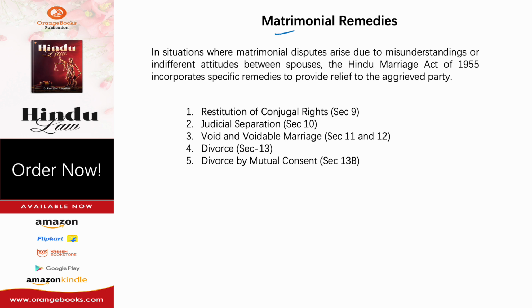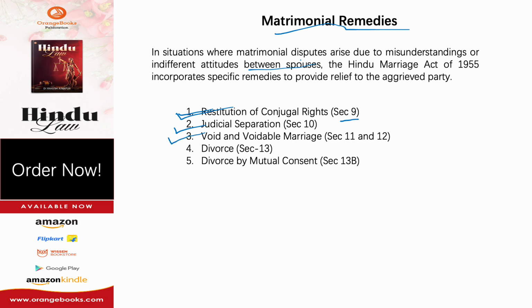Under Hindu law, there are some matrimonial remedies available in case a dispute arises between husband and wife, or between spouses. The aggrieved party should be provided with relief. That's why these remedies are provided in Hindu law. The first one is restitution of conjugal rights, restoring whatever marital rights are there, which is in Section 9. Then judicial separation, allowing husband and wife to live separately.